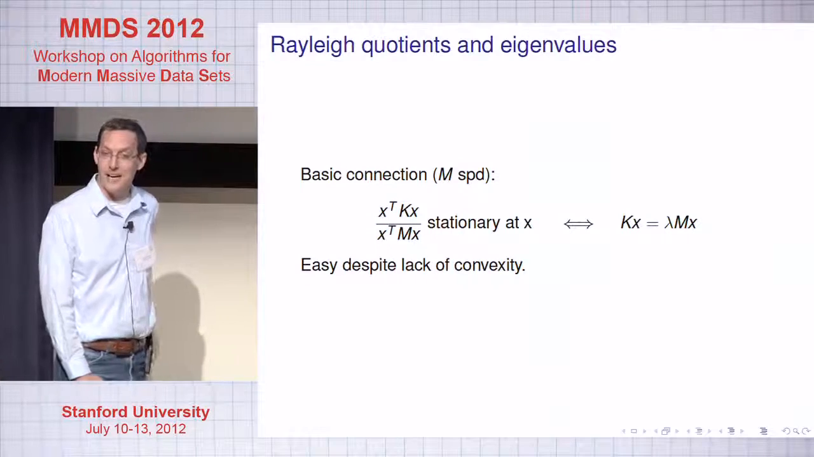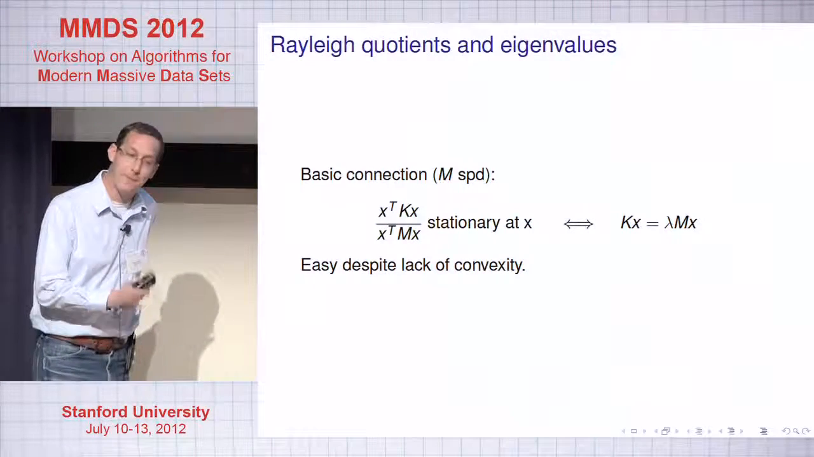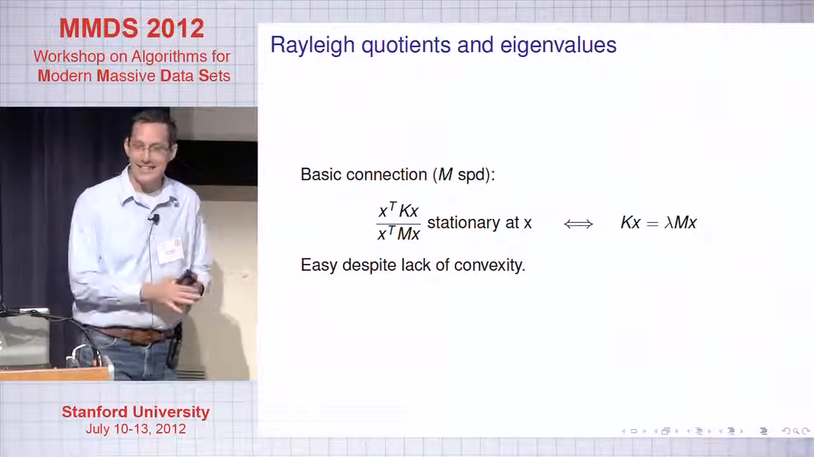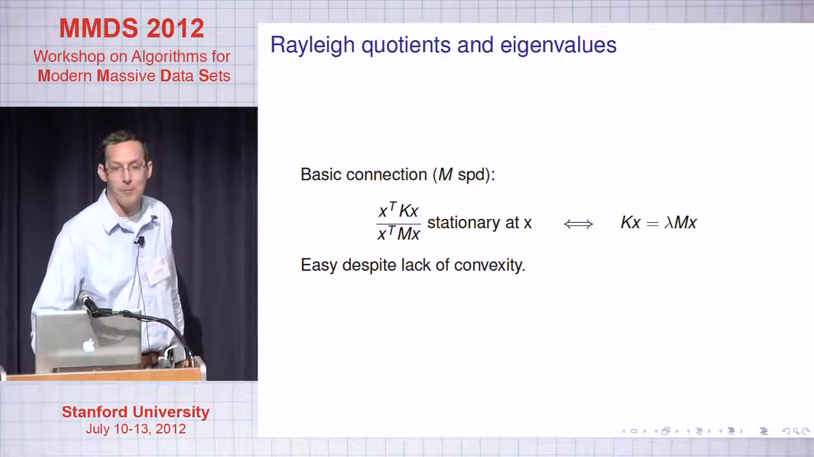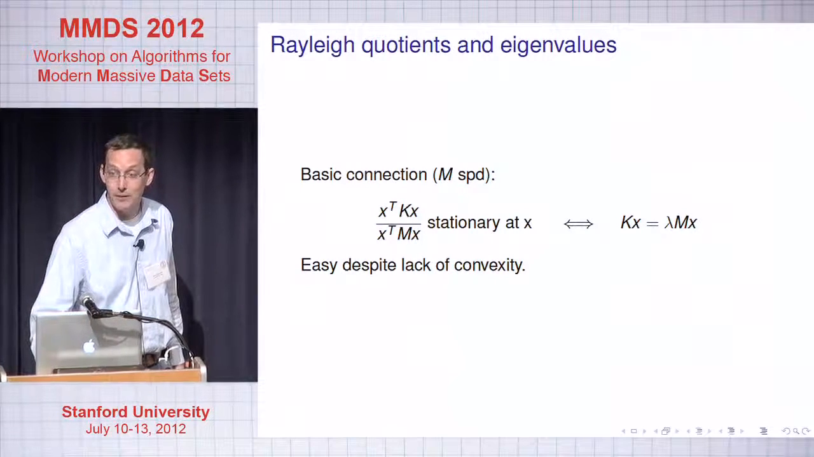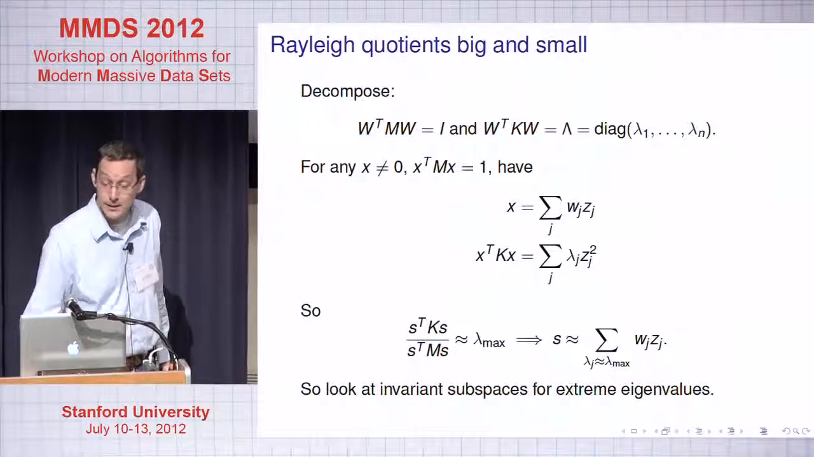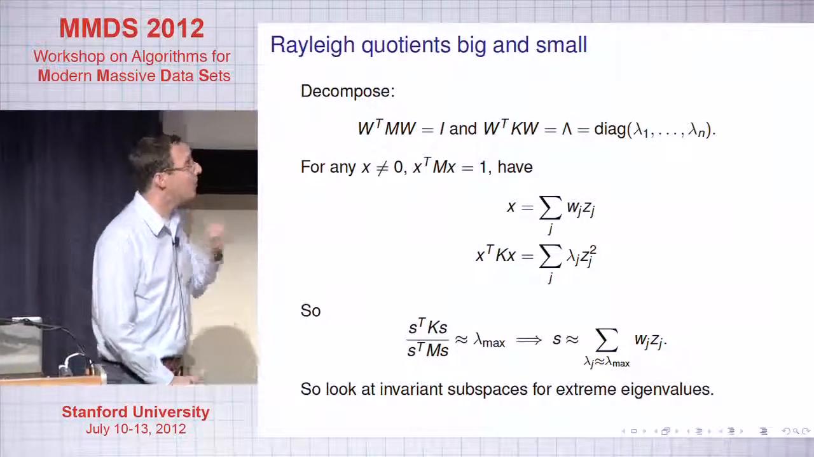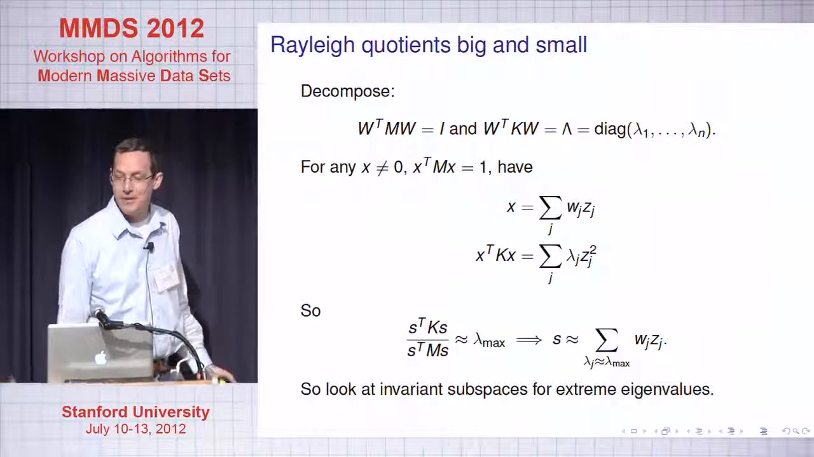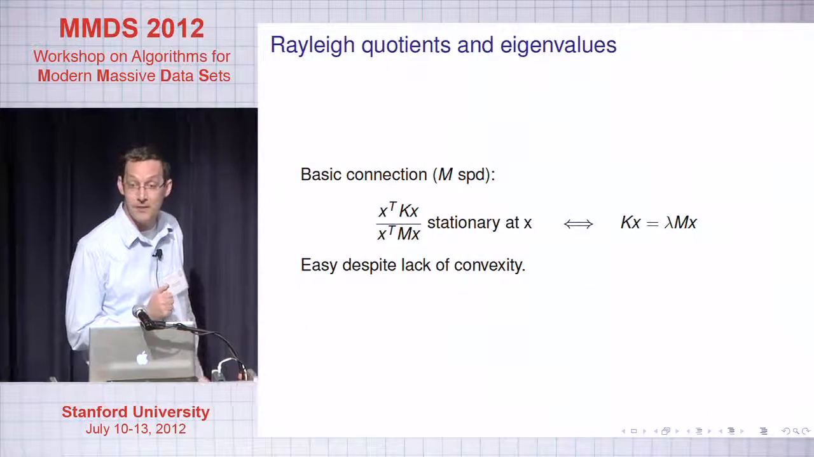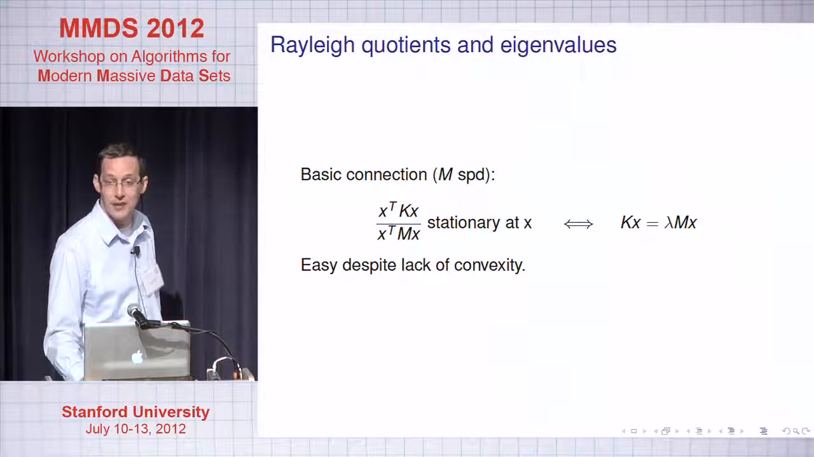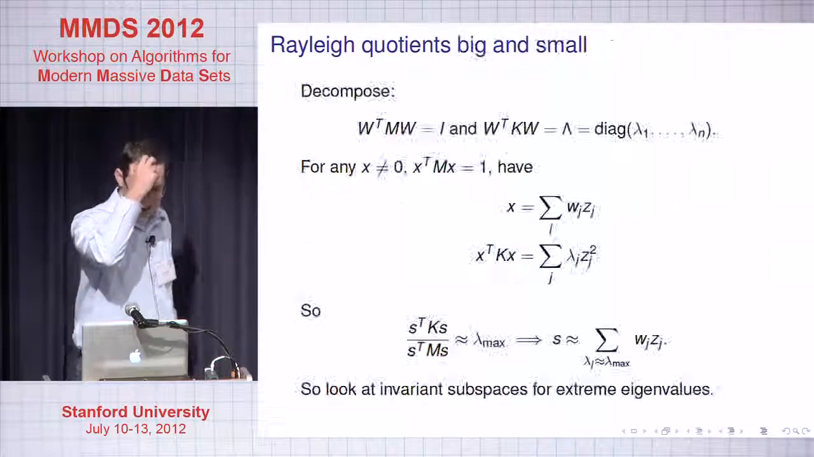Now the cool thing about this is that it's easy to solve despite the fact that it's a non-convex optimization problem. In fact, it's basically the only non-convex optimization problem that I know how to solve easily. And so it's a lucky thing that it comes up as often as it does. So, of course, if I do this optimization, I'm optimizing over real vectors in general. But I'm interested in indicators for subgraphs. So what can I say?